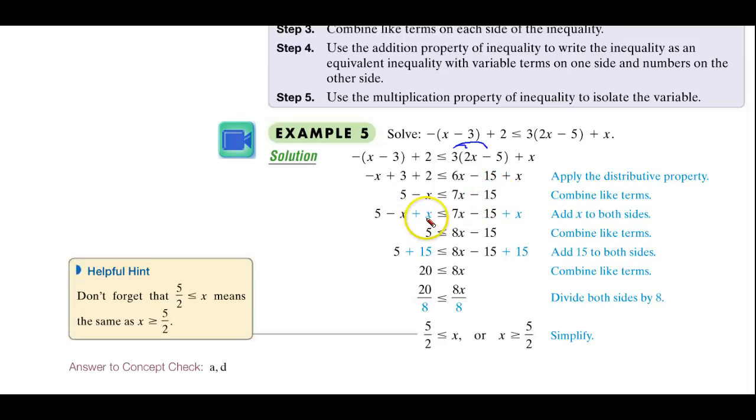Okay. Now what we want to do is get all the x's over on one side. So we could add this x over here, transposing it, get 8x, add 15 to both sides, we get 20, and then divide by 8. And we get, when we simplify, 5 halves.